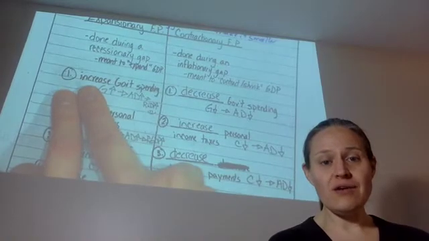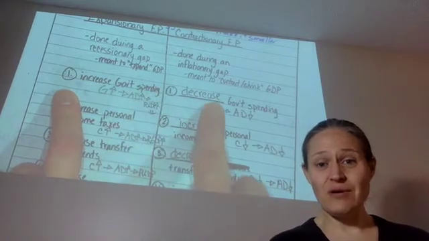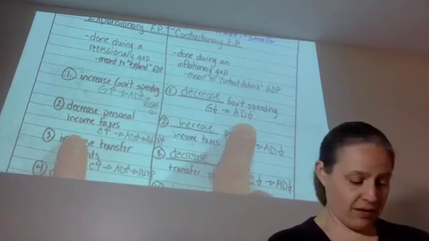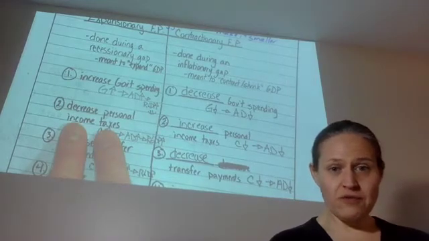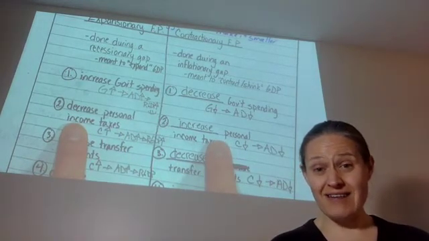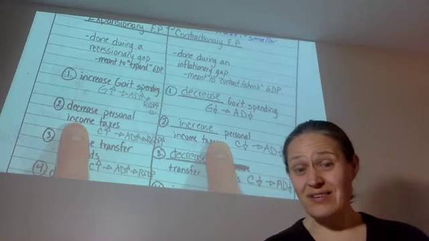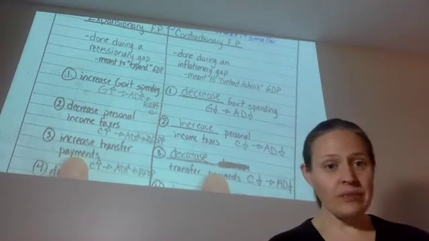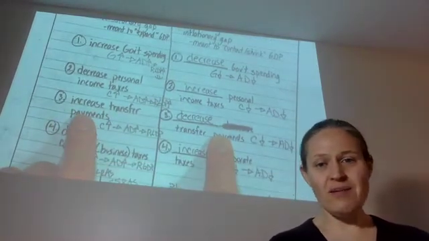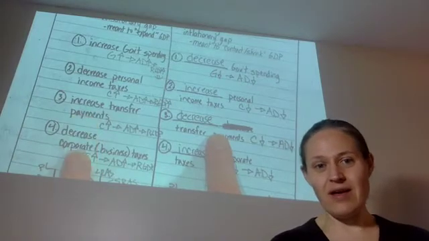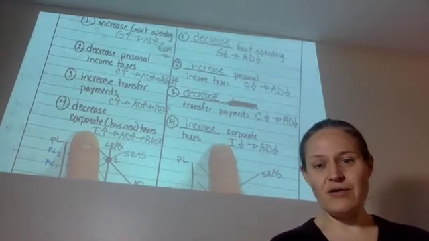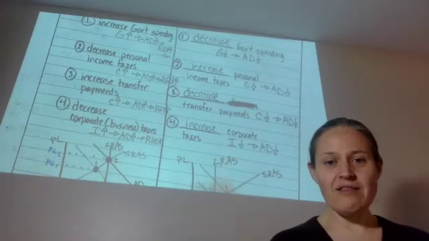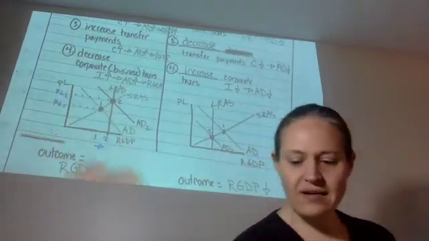So here they increased government spending, well, here they're going to decrease it. Decrease personal income taxes, increase taxes, although the government doesn't do that very often because nobody likes that. Three, increase transfer payments. Here's decrease transfer payments. And then, of course, increase corporate taxes. And so it would have that opposite effect.